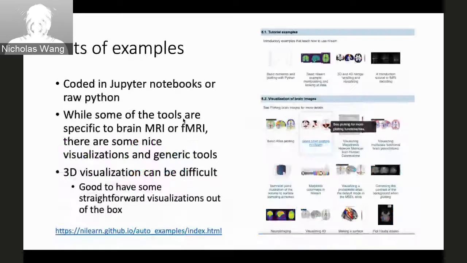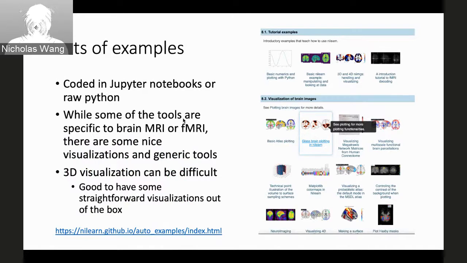And I mentioned that there's some Jupyter notebooks. There's a lot of them. This is just two of the sections that they provide, but you go to this page where they provide their examples. They have at least 50 examples of Jupyter notebooks, with lots of different tools for fMRI and MRI.